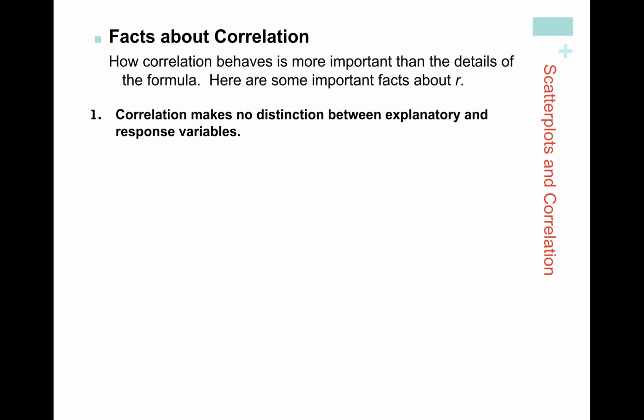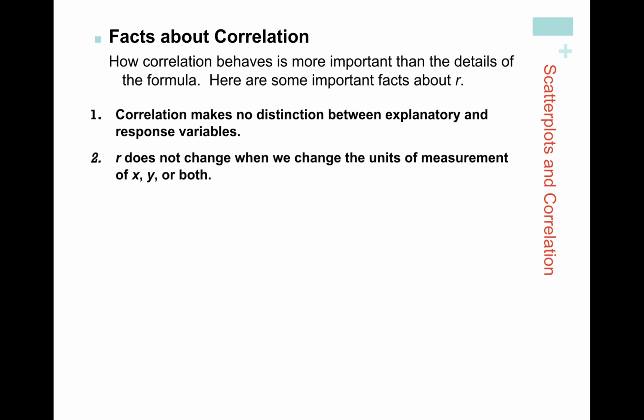Here are some important facts that you need to know. Correlation makes no distinction between explanatory and response variables. So if you chose the wrong x and y variable, or when you're calculating the correlation coefficient r, you put in L2 for L1 and L1 for L2, it doesn't matter. Correlation simply measures how tight the relationship between the x and the y is in a linear relationship.